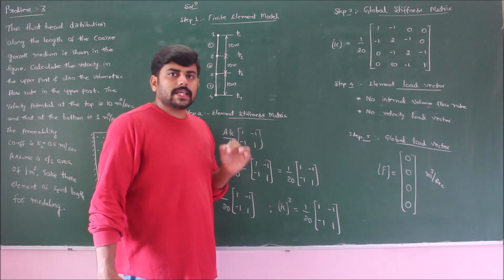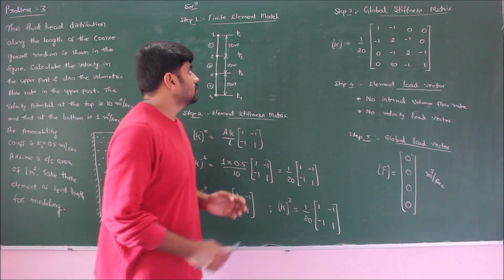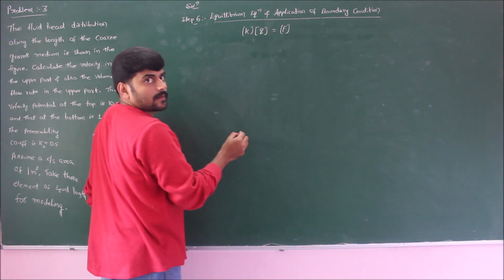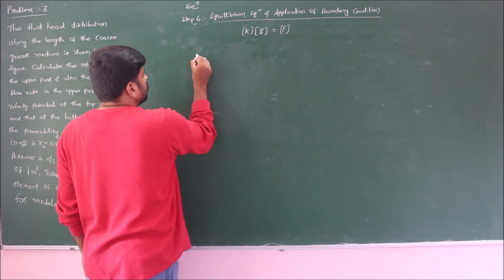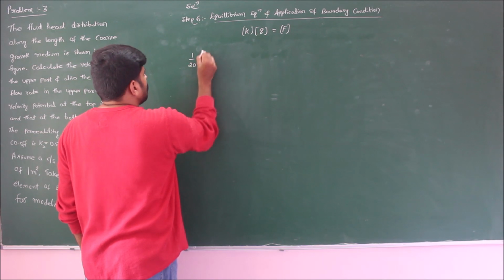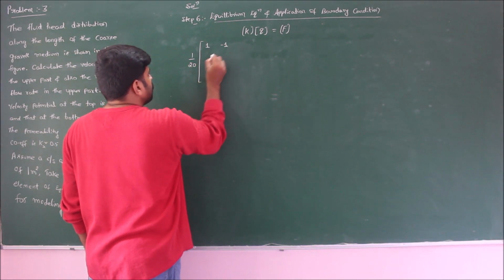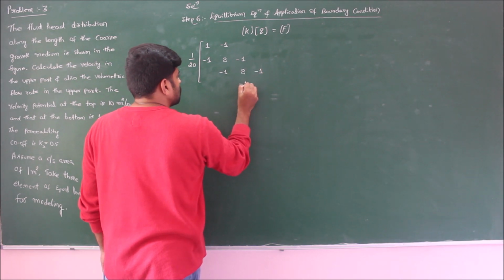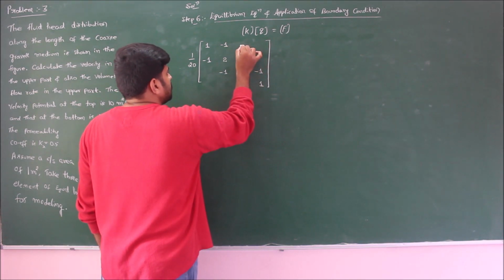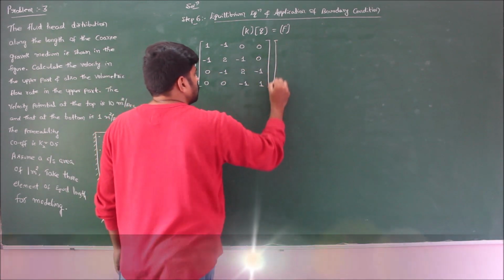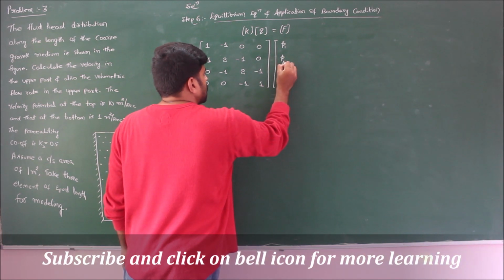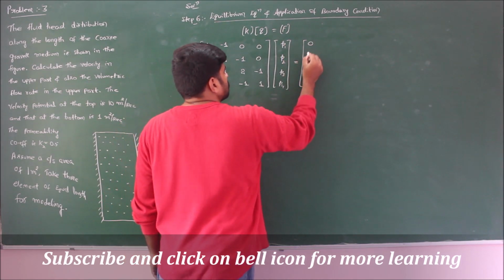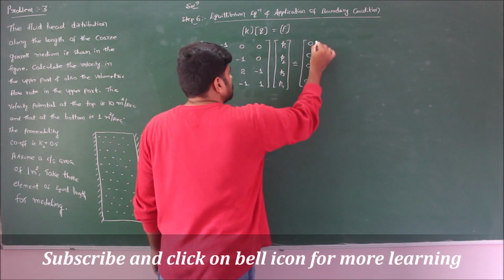Next, moving on to step 6, that is equilibrium equation and application of boundary condition. The equilibrium equation is given by K matrix into Q matrix is equal to F. The global stiffness matrix is computed in step number 3, which is given by 1 by 20 as common, with rows 1, -1; -1, 2, -1; -1, 2, -1; -1, 1. Fill the unfilled positions with zeros, and Q matrix is the velocity potentials at node 1, node 2, node 3 and node 4, equal to the global load vector. Since we don't have any load, it is equated to 0.